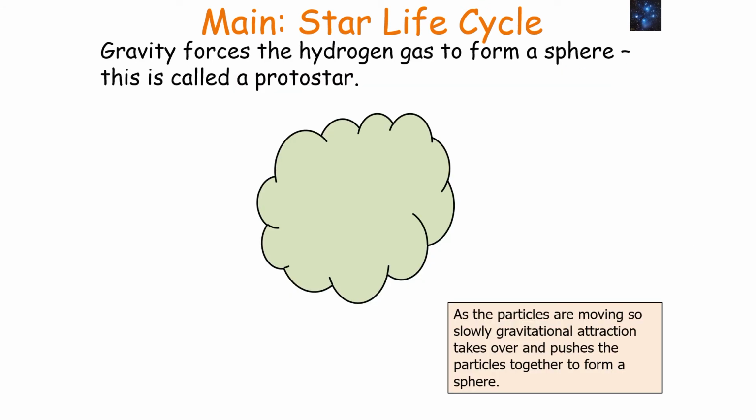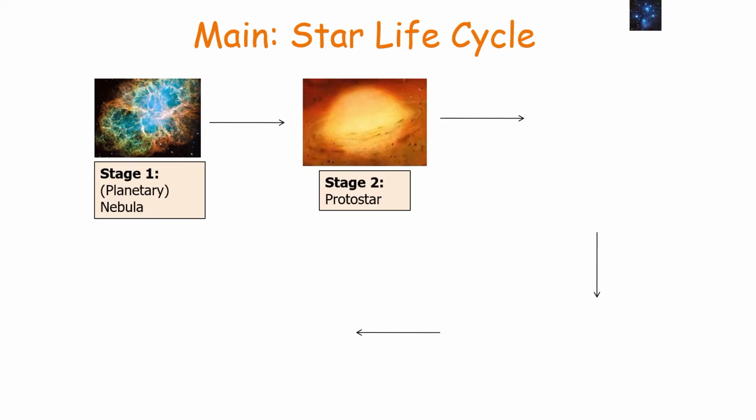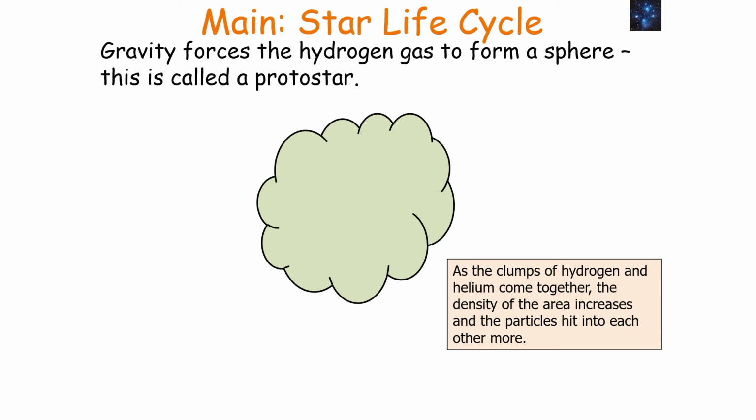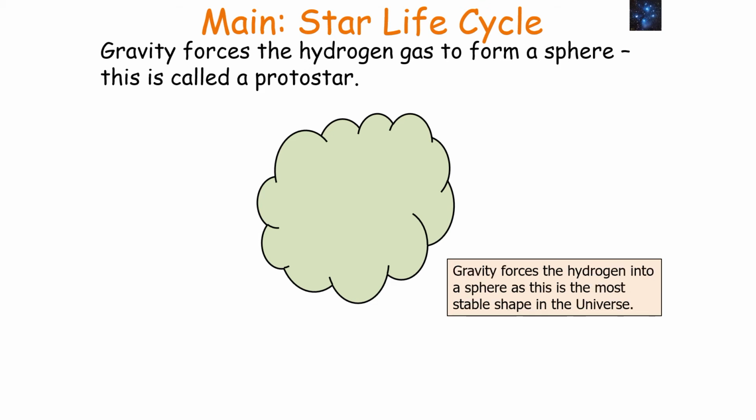So the gravitational attraction takes over and pushes the particles together to form a sphere. So this sphere is called a protostar. So it goes from nebulae to protostar. So as the clumps of hydrogen and helium come together, the density of the area increases and the particles hit each other more. This causes the sphere to heat up. The temperatures increase inside the protostar, but it's still too cold to carry out nuclear fusion. So gravity forces hydrogen into a sphere as it's the most stable shape in the universe.